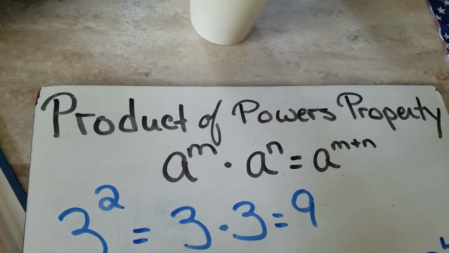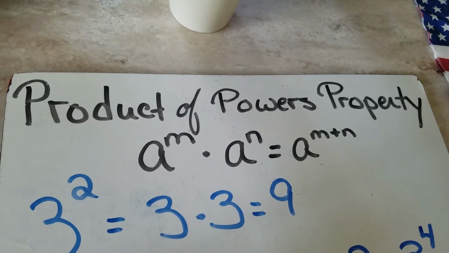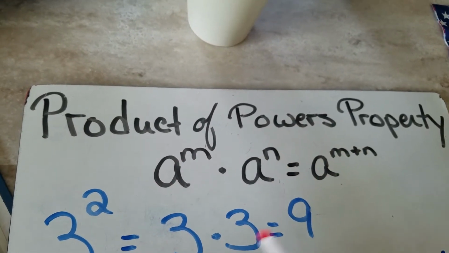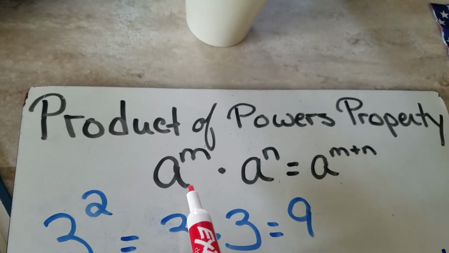The first one is the product of powers property. This is called the base. Your a is the base and your m is the exponent. Here's a simple rule, and I'll walk you through it so you'll think it's simple too.